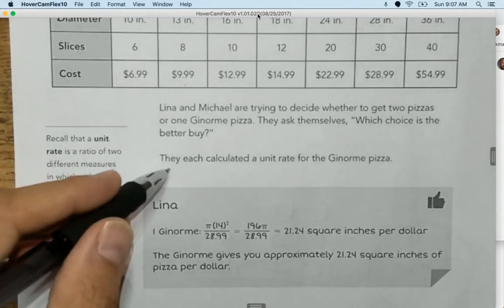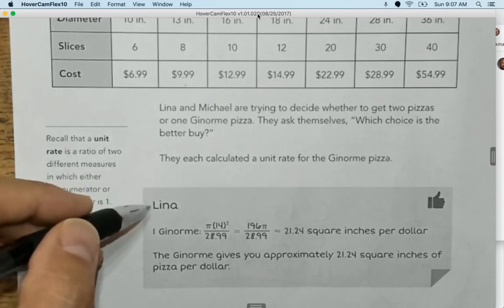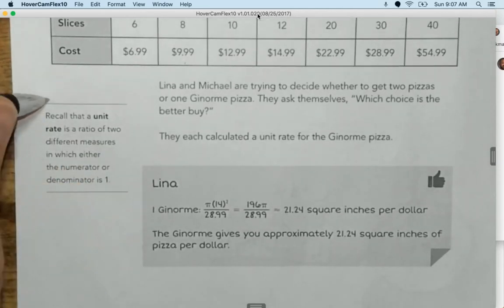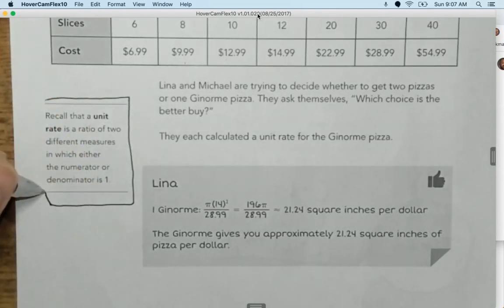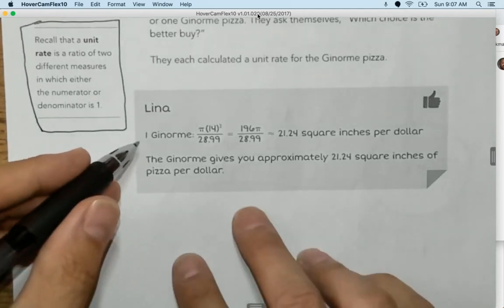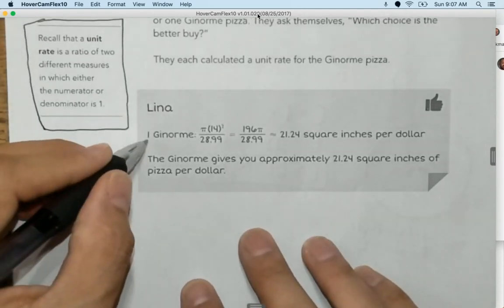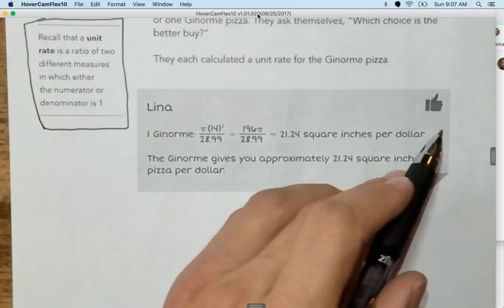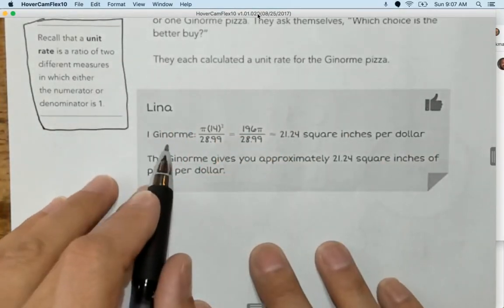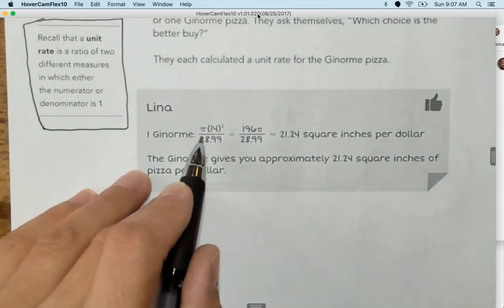They each calculated a unit rate for the ginormous pizza. Notice the little hints here. You want to pay attention to those. Recall that a unit rate is the ratio of two different measures in which either the numerator or denominator is 1. Okay. So Lena has the thumbs up. That means what she did is correct. Okay, 1 ginormous pizza.